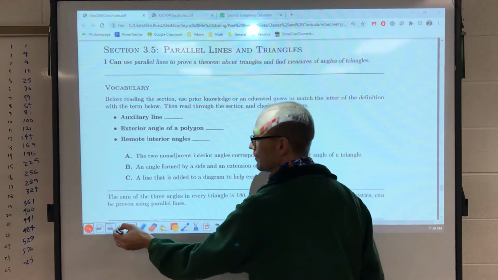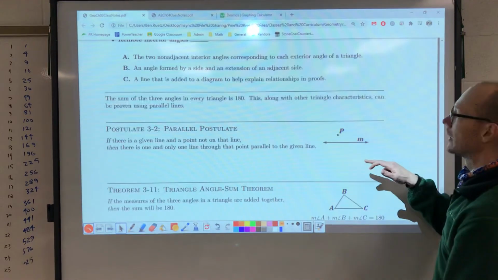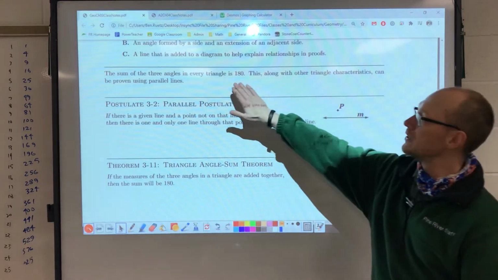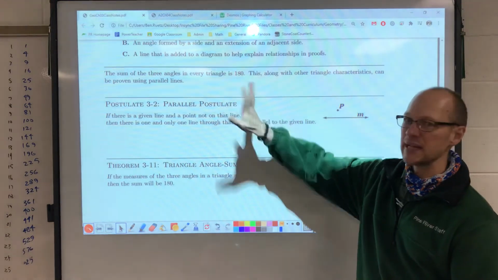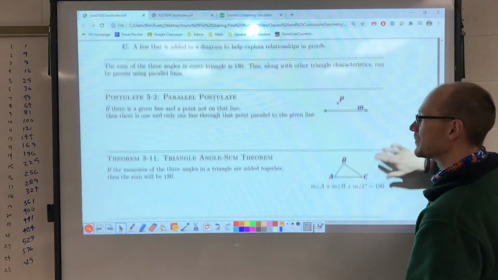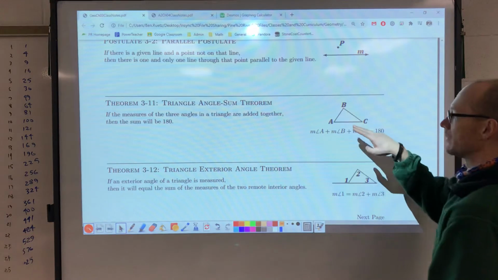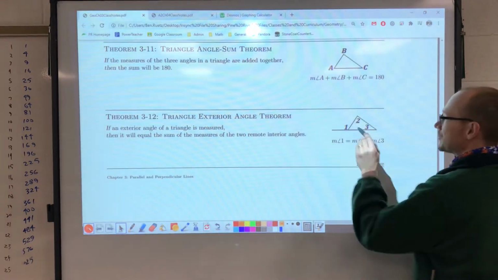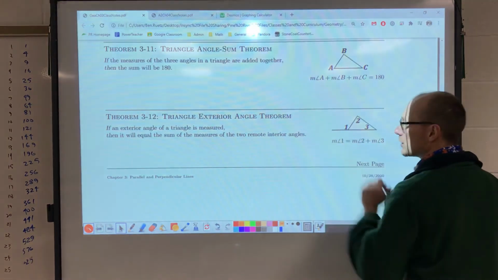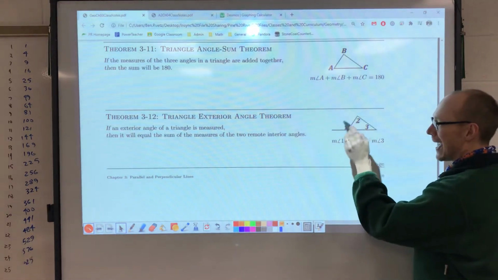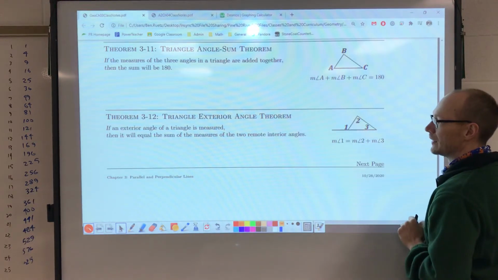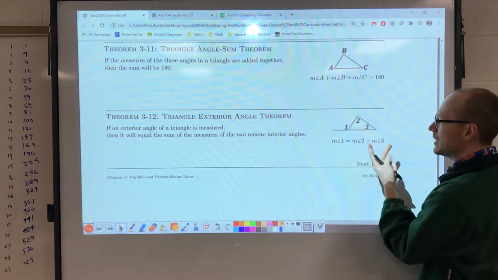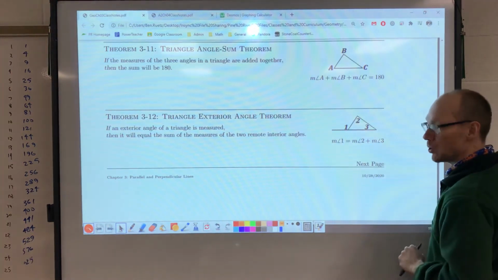I will let you go through and understand the first parallel postulate. You already know that the sum of 3 angles in a triangle is 180. You've mentioned that to me many times in class. But the triangle angle, no, that's that one. The triangle exterior angle theorem I want to talk about just briefly. You can see that I've got a triangle with an auxiliary line drawn in, so I have an exterior angle. And it says an exterior angle is going to equal the sum of the 2 remote interior angles.